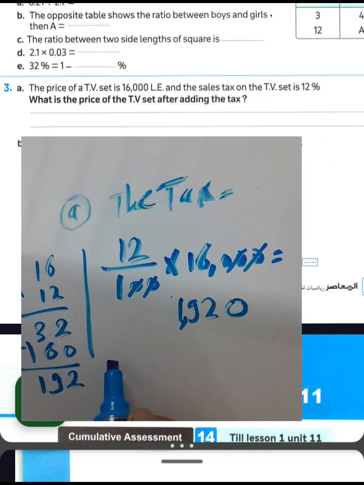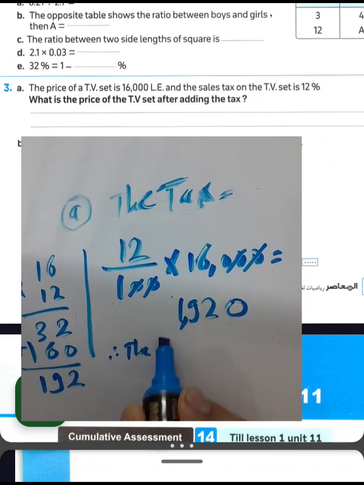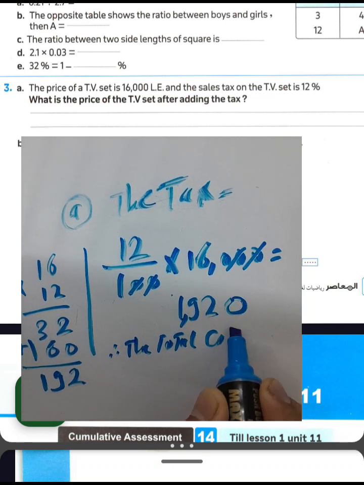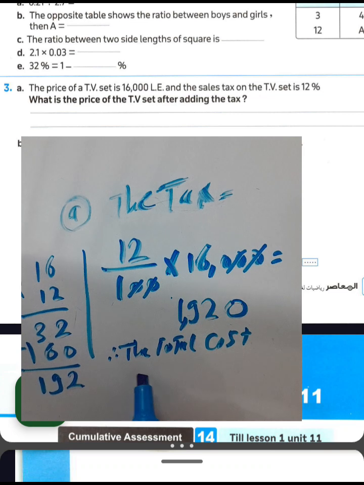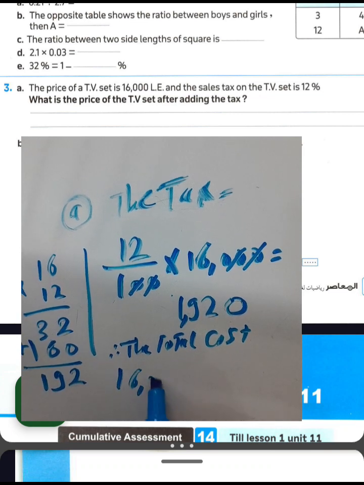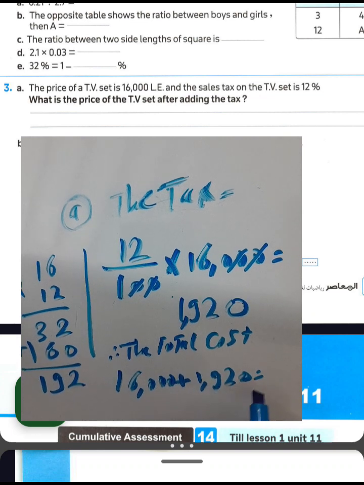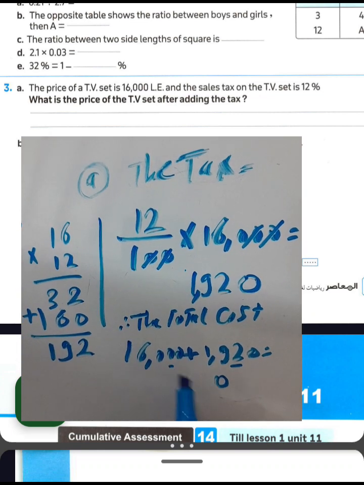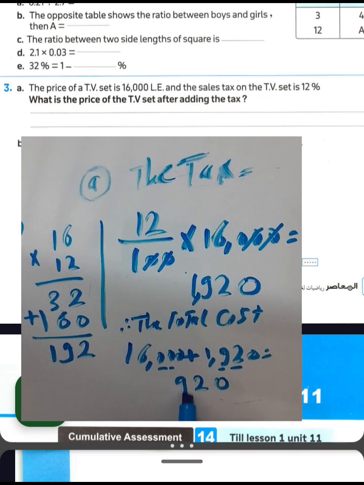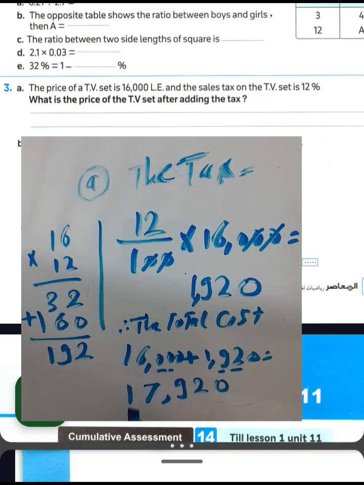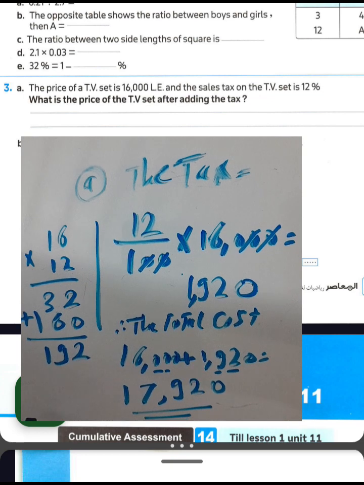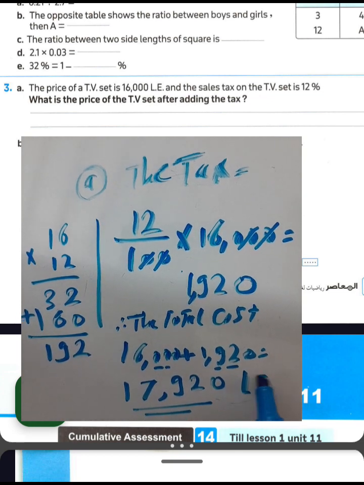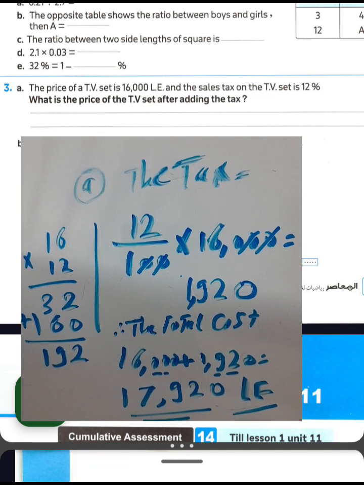Then the total cost will be 16,000 plus 1,920. Write 0 plus 0 equals 0. 2 plus 0 equals 2. 9 plus 0 equals 9. 6 plus 1 equals 7. And then write 1. The result will be 17,920 Egyptian lira.